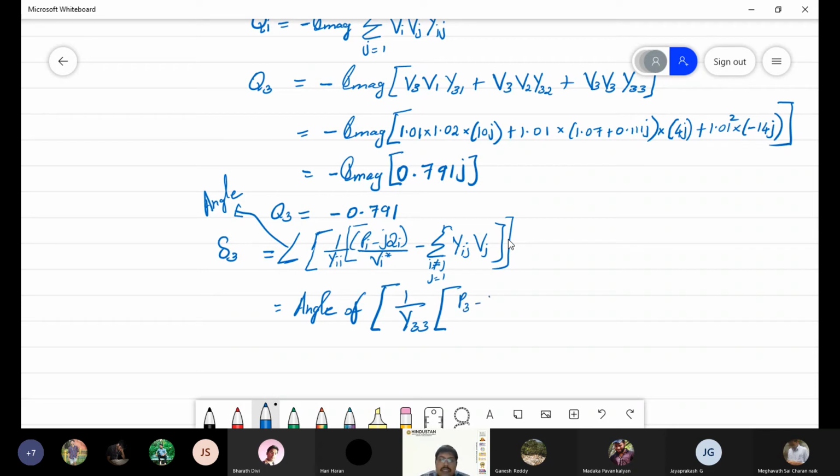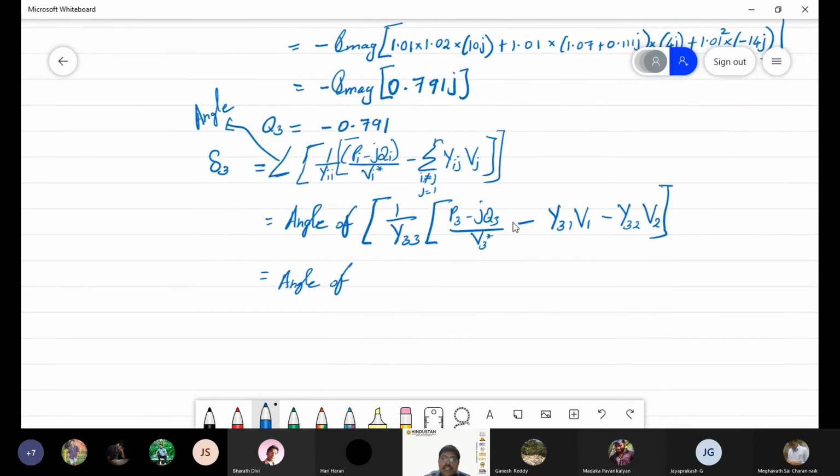That is P3 minus jQ3 divided by V3 star, minus Y31 V1 minus Y32 V2 minus Y33 V3. We can't put Y here because i is equal to j. So that is angle of... I couldn't write. Angle of. Now we are going to substitute the values here.